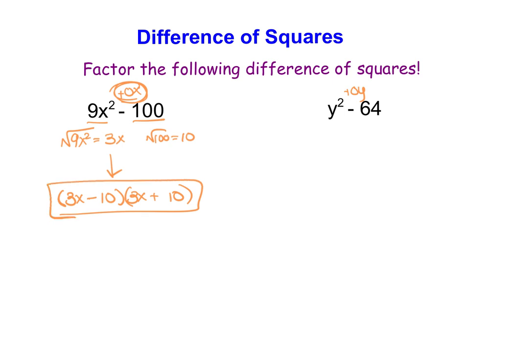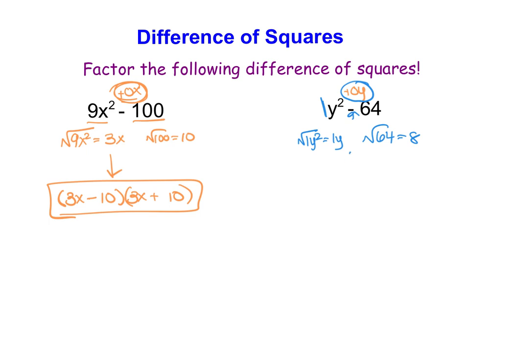Now if I take a look at this next one here, there's really a 1 here in front of this y, so if we square root 1y squared, we end up with 1y. If we square root 64, we end up with 8. Notice that our middle term here is 0, and there's a subtraction in between our a and our c values.